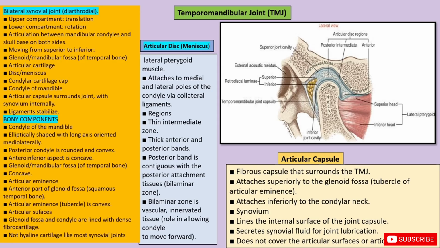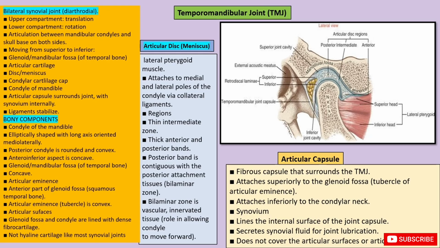So we can see different components of the joint: glenoid fossa, articular cartilage, articular disc, meniscus, condylar cartilage cap, and condyle of mandible. It also has the ligaments and the articular capsule that is surrounding the joint. So bony component here becomes the condyle of mandible, mandibular fossa which is concave, condyle of mandible which is elliptical, posterior condyle is rounded and convex, and anteroinferior aspect of condyle is concave. This concavity is called the fovea pterygoidea. It's the anterosuperior aspect of the condyle that is going to be articulating with the glenoid fossa. Now, articular eminence is present on the anterior part of glenoid fossa. It's a small convexity, anterior to the concavity of the glenoid fossa.